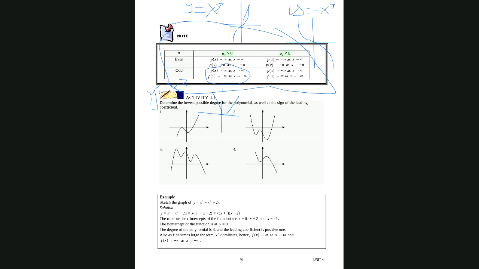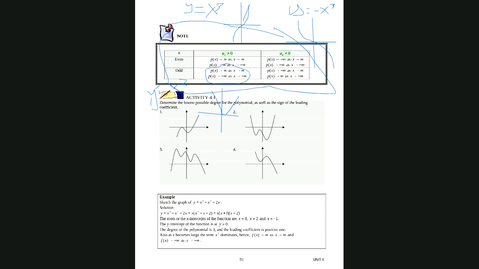You see that? So we have only one turning point. Have you seen that? Yes, sir. So now if the turning point is 1, the degree is 2. Can you see that? Oh, yes, sir.